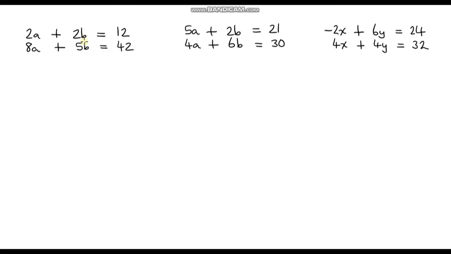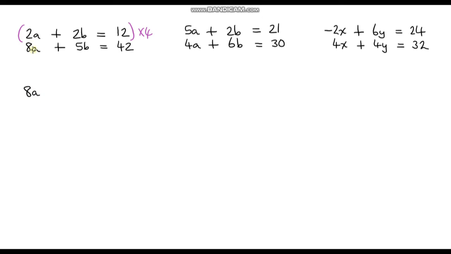Okay, so let's look at the first one here. What I'm going to do is equate the a's, so I get the same number of a's. The reason I'm doing that is because I can do it quite simply. I can just multiply this top equation by 4. So I'm going to multiply this whole equation by 4: the left-hand side by 4 and the right-hand side by 4. So on the left-hand side, 2a times 4 is 8a.